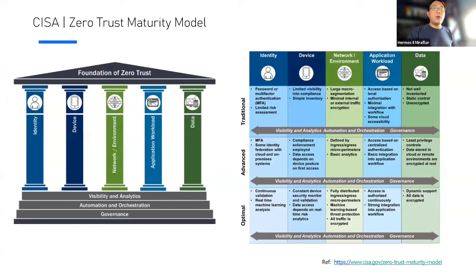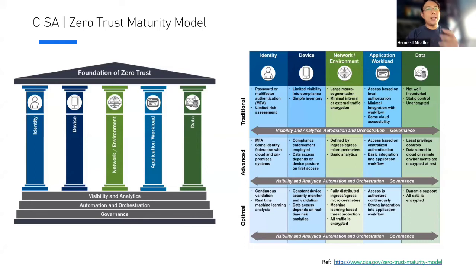Then we also have this Certified Information Systems Auditor Organization, who also have come up with their zero trust maturity model. On this maturity model, basically, they help organizations and governments identify where they are on their zero trust journey by dividing the components of zero trust across identity, device, network, applications, and data. And then for each component, meron mga maturity levels. So we have yung traditional, advanced, and optimal.